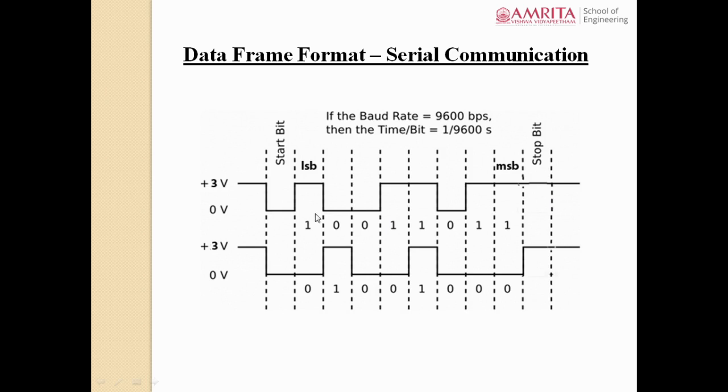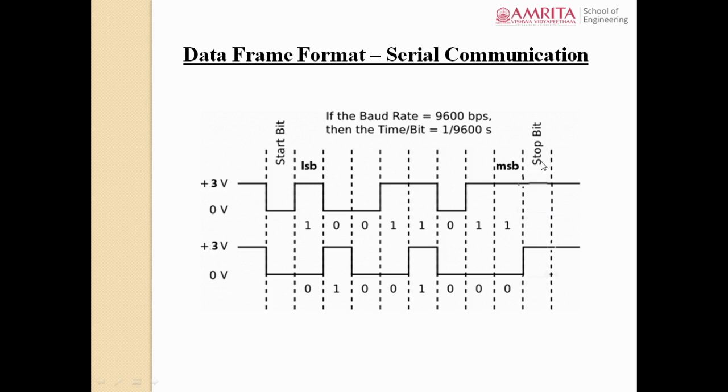And what will be the time taken for transmitting each bit? That is based on the baud rate. Baud rate means the number of bits transmitted or received per second. By default, the baud rate is 9600 bits per second. So what will be the time taken for one bit? 1 by 9600 will be the time taken for sending each bit, including the start bit and stop bit. So in total you will have 10 bits in a particular data frame: one start bit, 8 data bits and 1 stop bit.